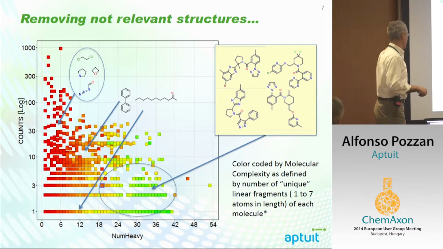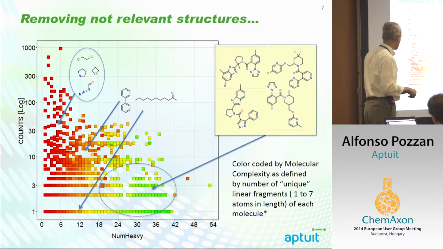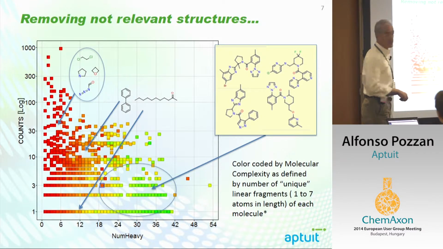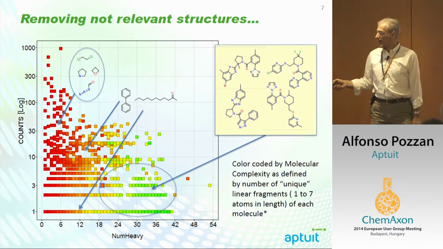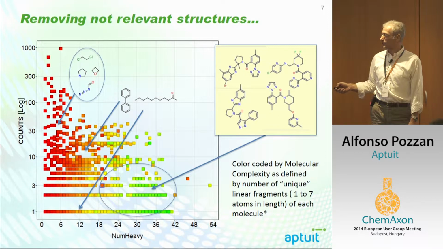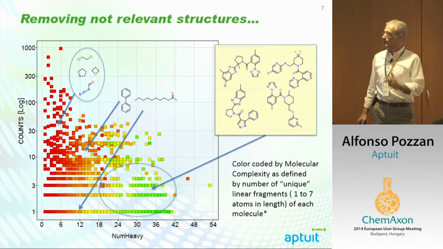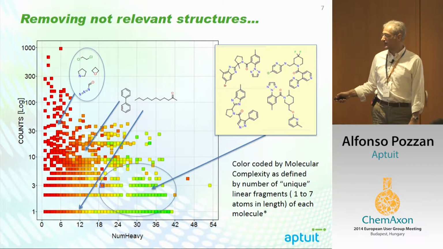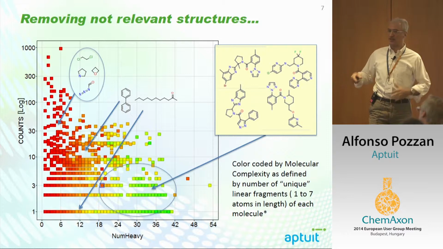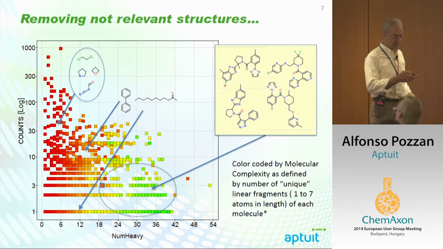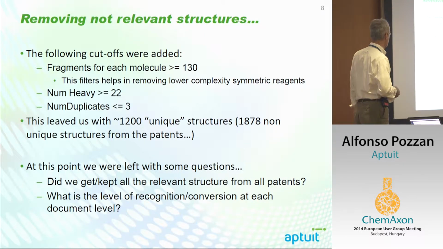So we also use a simple color code in this slide based on the number of fragments. So basically, we add an index of complexity. We measure all the fragments between 1 to 7 atom lengths. And in this way, we map the complexity of the structures within the patent. And we were able to identify where the relevant structures could be.